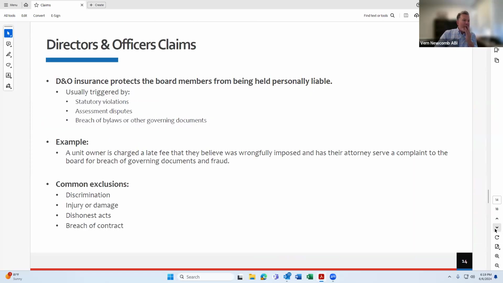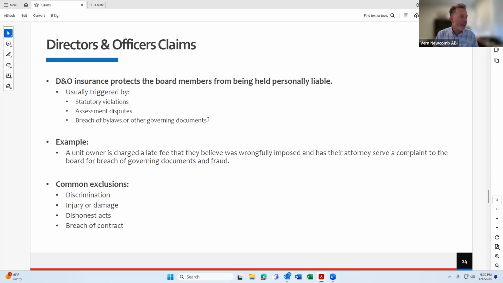So basically, it protects the board and the members from being personally liable, usually triggered by statutory violations, assessment disputes. These are typical claims we see. Breach of bylaws or governing documents. Again, those bylaws and governing documents have rules and regulations about how you're supposed to be doing things. And if the board is not doing that, then a unit owner, or a group of unit owners, can file suit against the board.